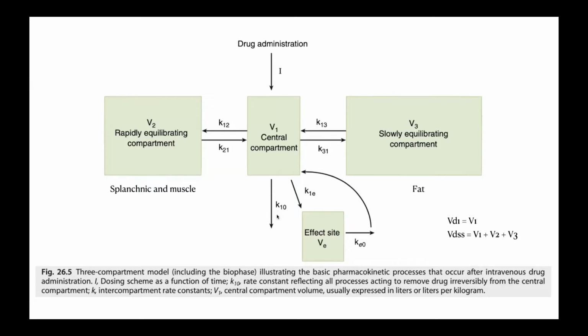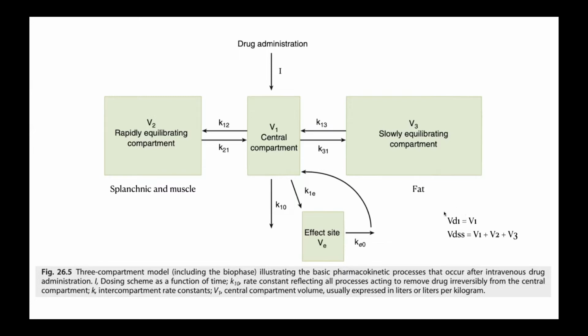K10 is the elimination rate constant from the central compartment, which represents the clearance from the central compartment. And then you've got distribution and redistribution to V2, which is represented as K12 and K21. And then distribution and redistribution to V3, which is K31 and K13. And then you've got your effect site, K1E and KE0.